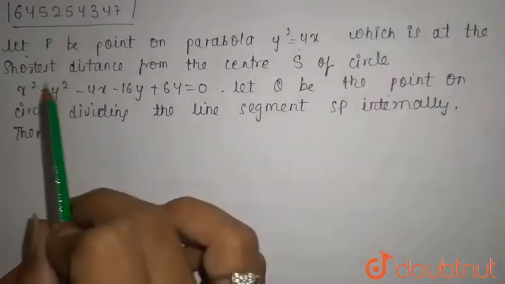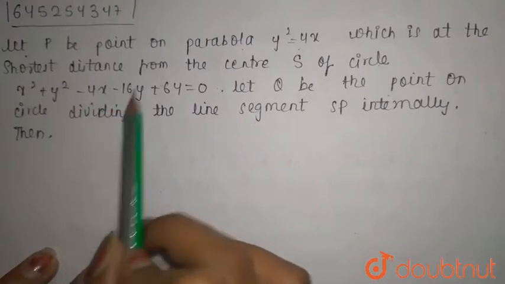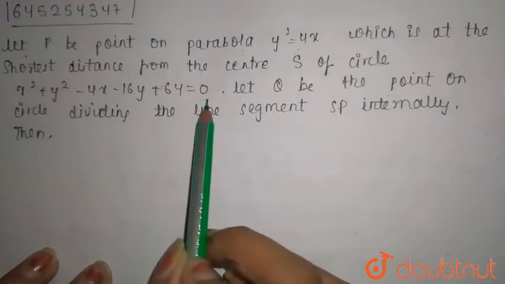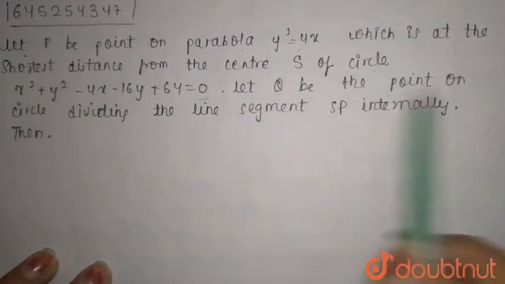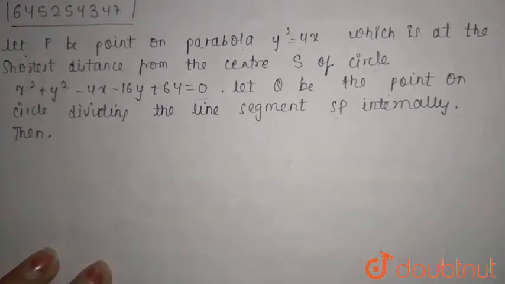Students, today's question is: let P be the point on the parabola y squared equals 4x which is at the shortest distance from the center S of the circle x squared plus y squared minus 4x minus 16y plus 64 equals 0. This is the circle. Let Q be the point on the circle dividing the line segment SP internally. Then what is the answer?